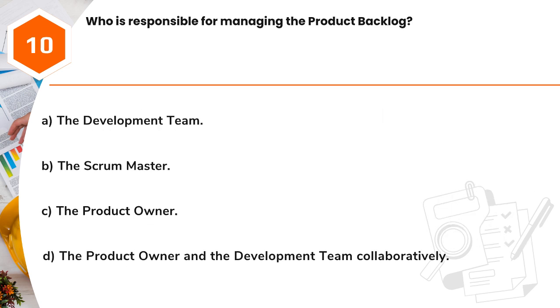Question 10. Who is responsible for managing the product backlog? A. The development team. B. The Scrum Master. C. The product owner. D. The product owner and the development team collaboratively.